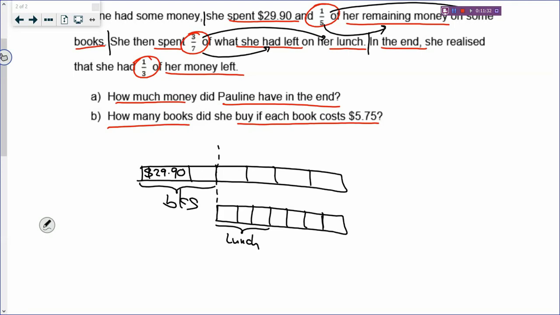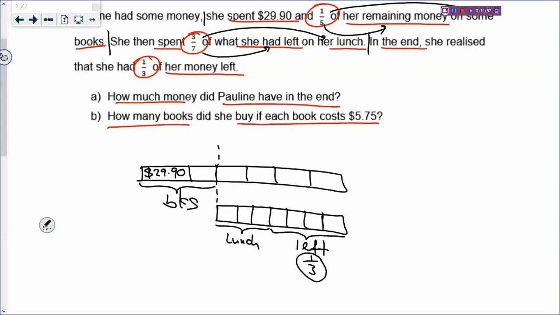In the end, she realized that she had 1/3 of the money left. So the remaining 4 boxes must be the leftover. Now there is a 1/3 there. If you want to draw out that fraction, you can also, but then the model becomes quite big, with a lot of things to draw. So what I would like to do is put the 1/3 of the money onto the model. So 1/3 of the money left.